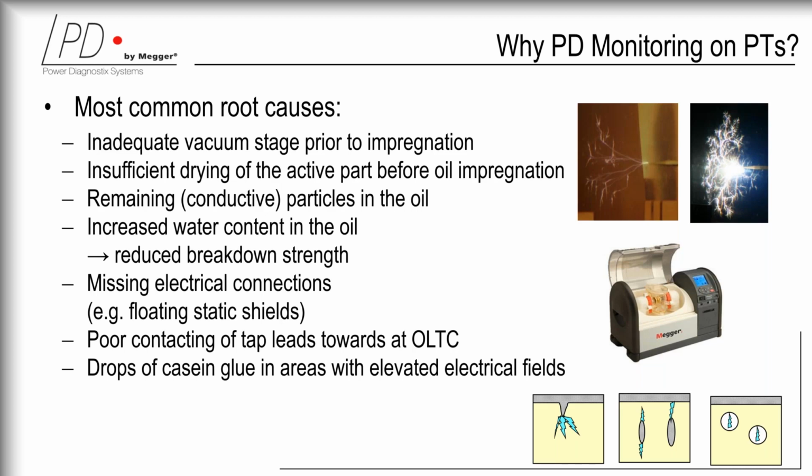There are some electrical connections. There are floating static shields. There are maybe poor contacts of the tap leads at the tap level, the online tap changing device. And of course, there are sometimes drops of glue or some other elements in areas with elevated electrical field, and these can, of course, create partial discharge. Partial discharge in many cases is measured in picocoulomb, and therefore we have developed devices that can measure that.